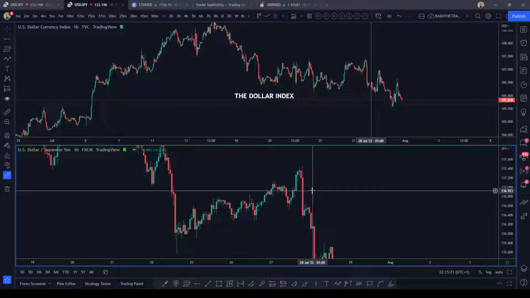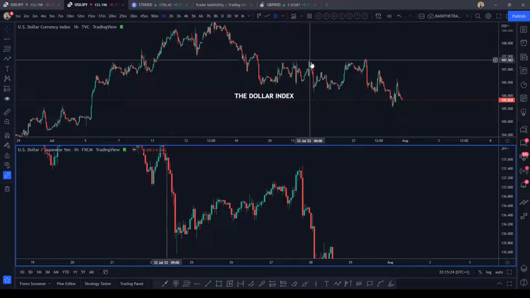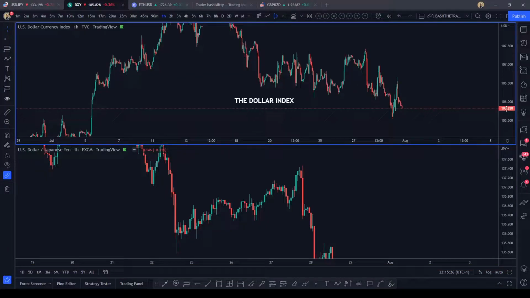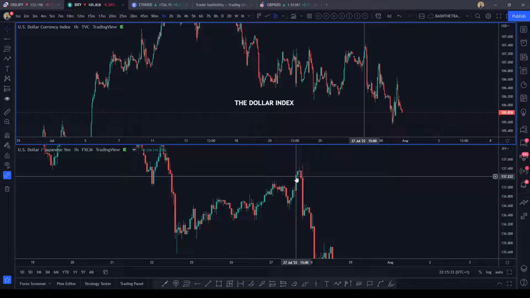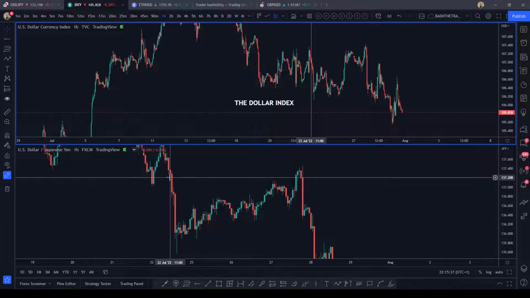So let's look at the dollar index here, right? What was happening at this time? The price was buying, and I was looking at whether there is any resistance here that is going to stop the price. I couldn't really find any resistance point. I couldn't find any resistance on the price chart, right? So that was the first thing I noticed.